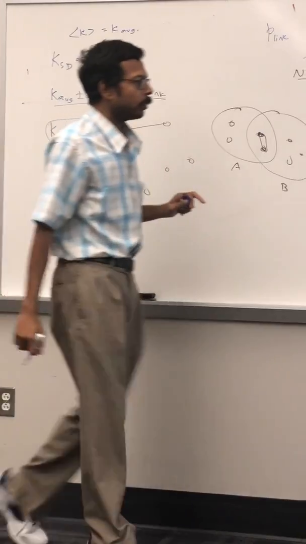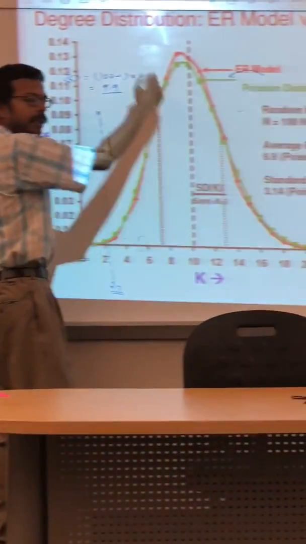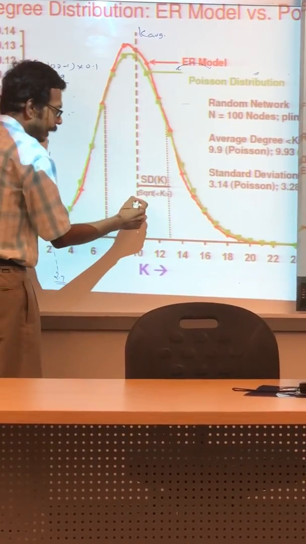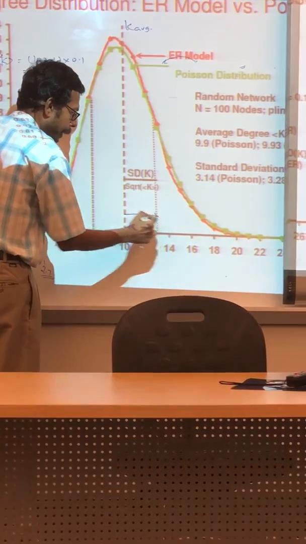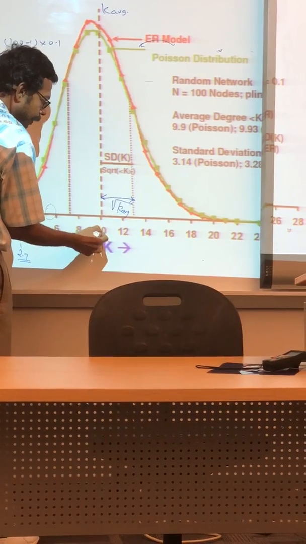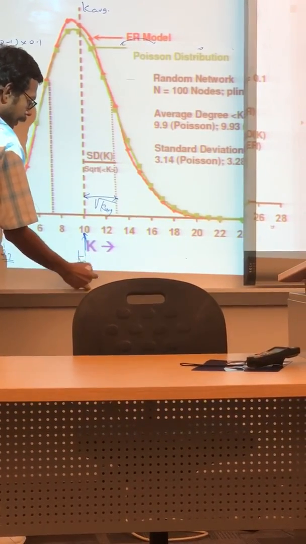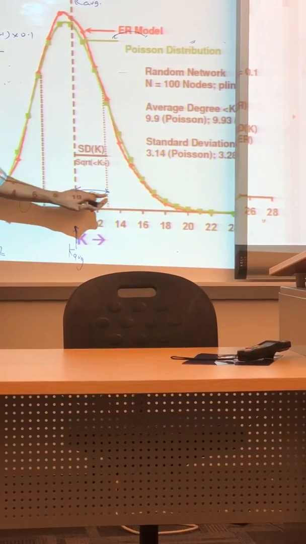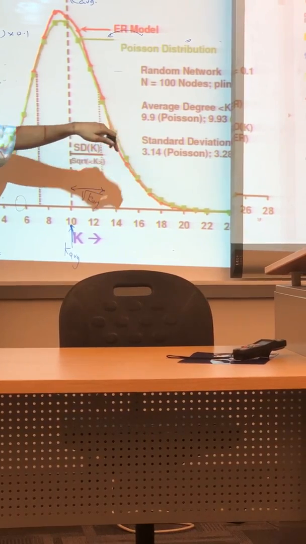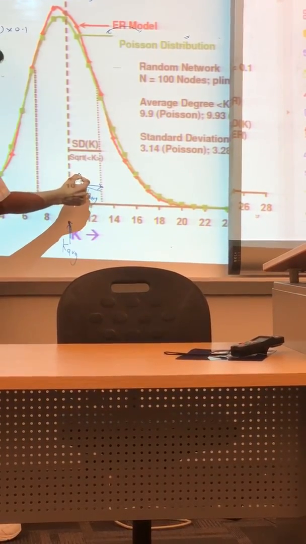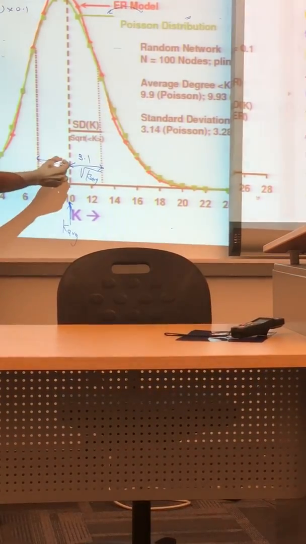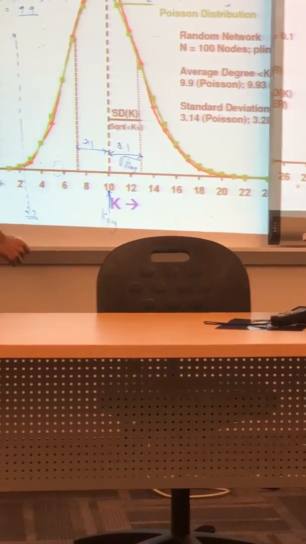Is that clear? Okay. So if you draw the curve, like this is the average, the peak is the average, and how far from the peak you have here, that is the square root of the average. So this is the K average. And the square root of that is like what? The square root of 9.9 is going to be like 3 point something. So this is 3.1. Okay, square root of 9.9. And this is also 3.1. So why that? Because I said plus or minus.